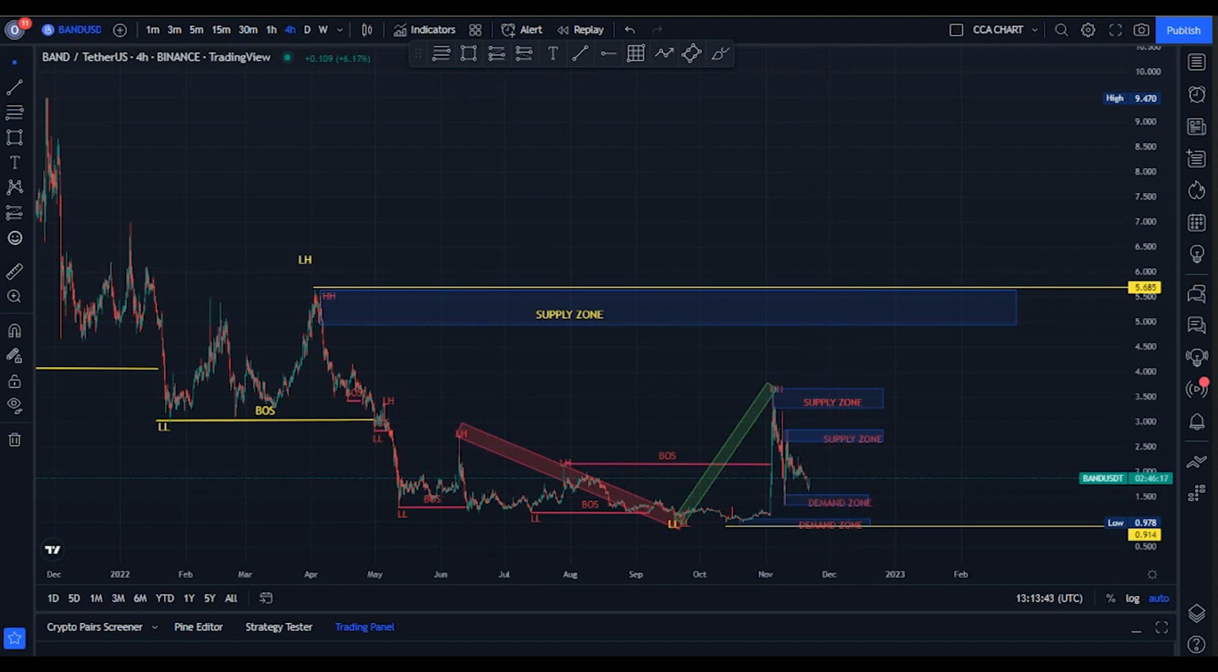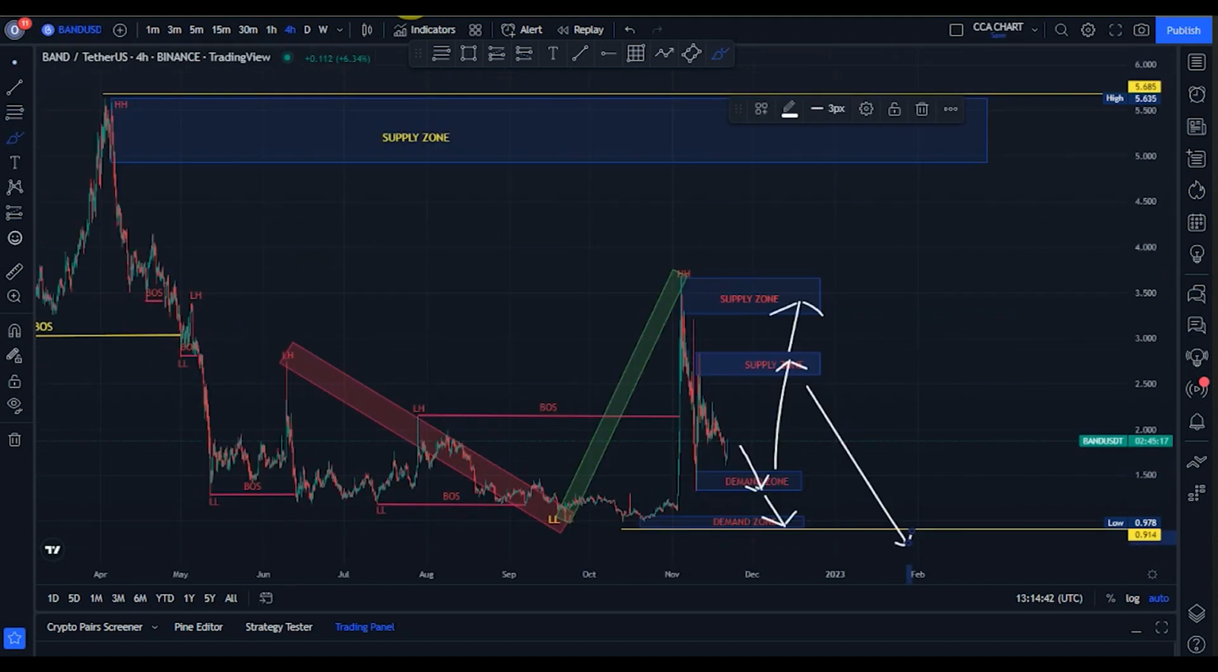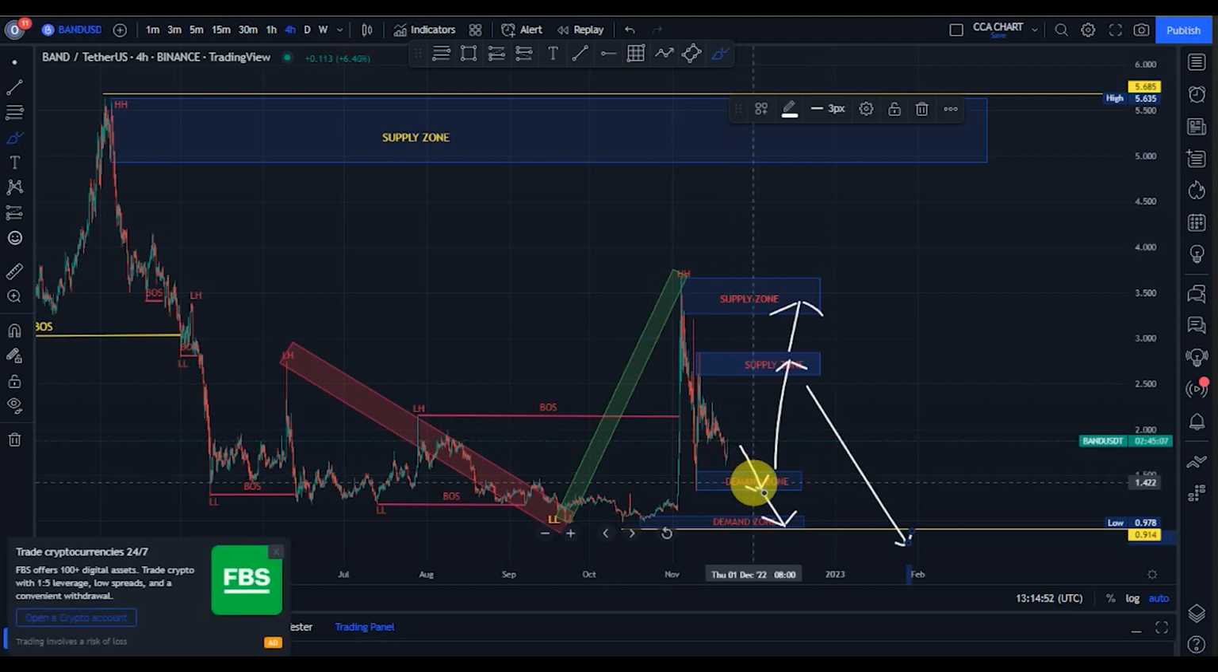So guys, drop your thoughts in the comment section. What do you think? Do you think at this current price will come back to this demand zone, break the demand zone and go back to this major demand zone? Or from this demand zone, price will go back to this supply zone, and from the supply zone, break downward?